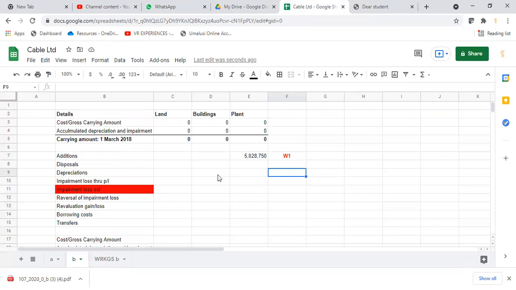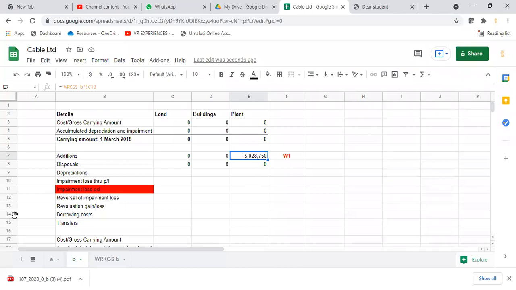Remember, there were no disposals in this scenario, so I'm just making it 0. In an exam, there's no need to include when something is 0, so there's no need to include this over here. Then we had, okay, there were no other additions. So that was the big mark over there.